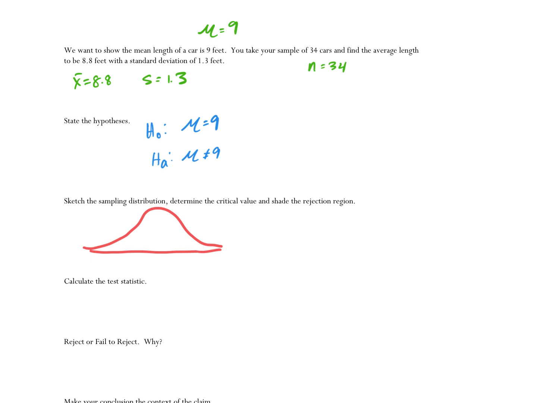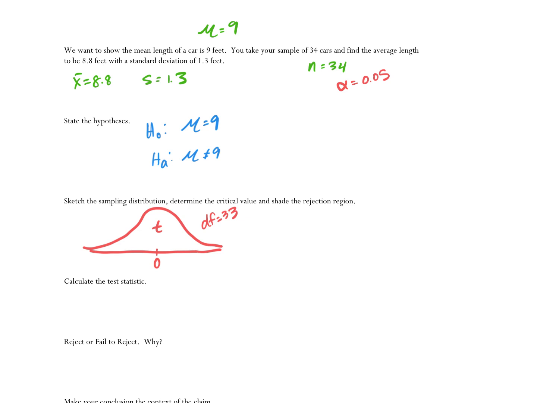In this case, should I be doing Z or T? T. And the minute I choose T, I no longer have a standard deviation I write down. Instead, I write down my degrees of freedom. Can somebody remind me how we figure out the degrees of freedom? N minus 1. So what are my degrees of freedom here? 33. I did not give you a level of significance, so what do we choose? We're going to let alpha equal 0.05.